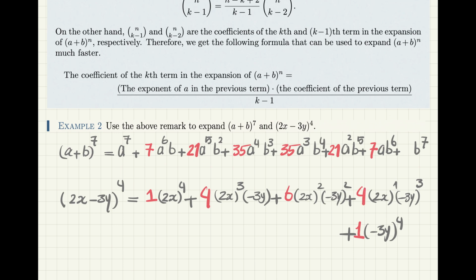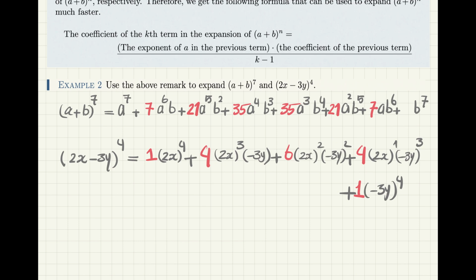But you shouldn't leave it like this. You need to simplify that. So simplifying that means I have 2x to the power 4 multiplied by 1. So the answer is definitely 16x to the 4.